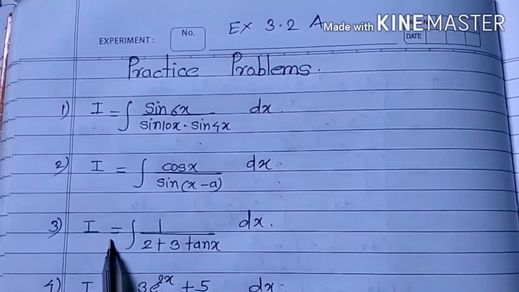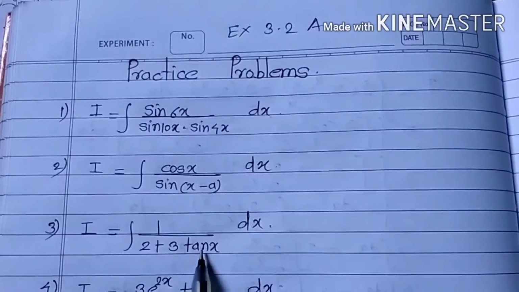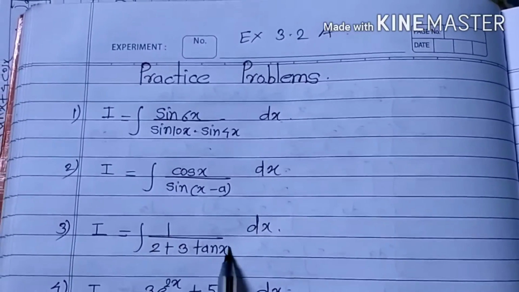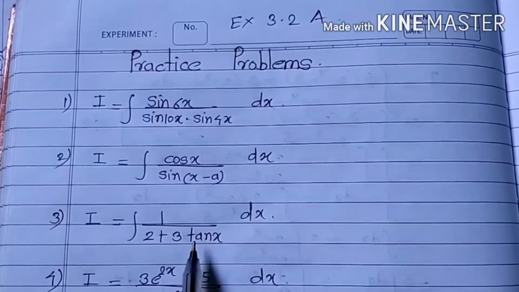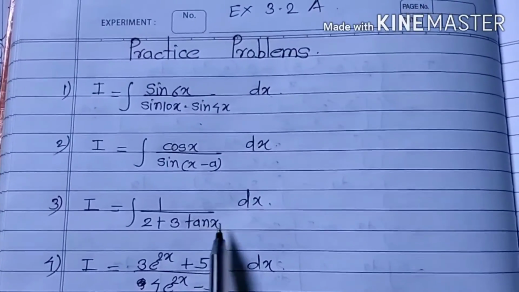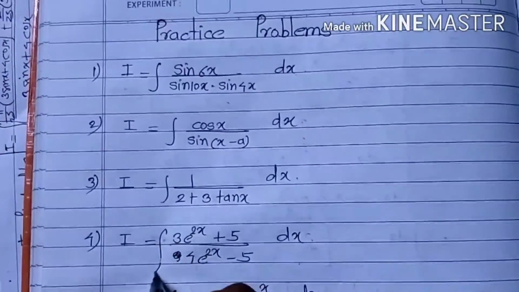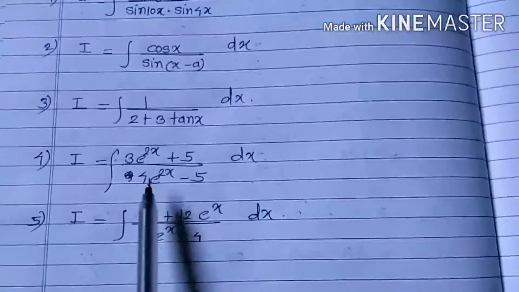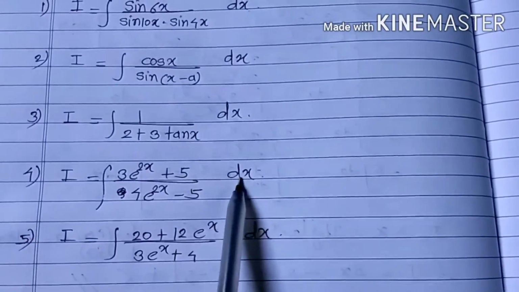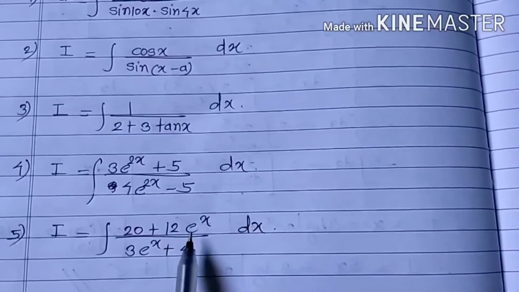Next example, I is equal to 1 upon 2 plus 3 tan x. So here you have to use the value of tan x as sin x upon cos x, and first solve it, then you can use the integration of type a sin x plus b cos x upon c sin x plus d cos x. So you get your answer. And here is an integration sign mistake. So next, here also by comparing the coefficients of e raised to 2x and constant, you get your answer. And here also, comparing the coefficients of e raised to x and constant, you get your answer.